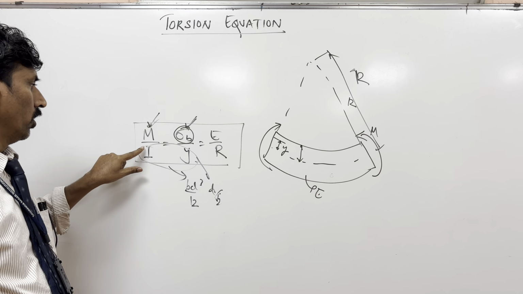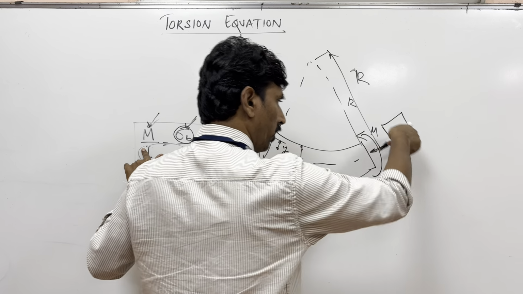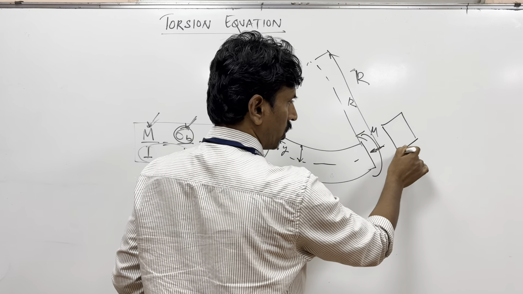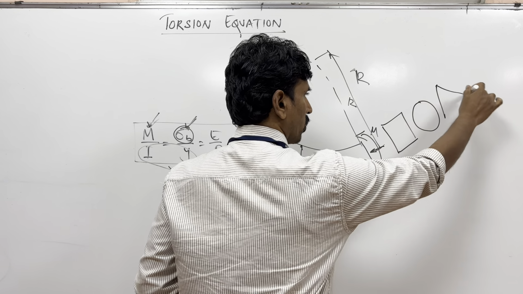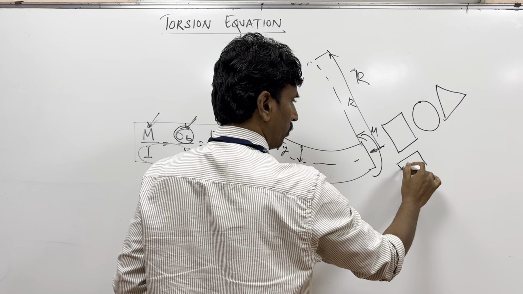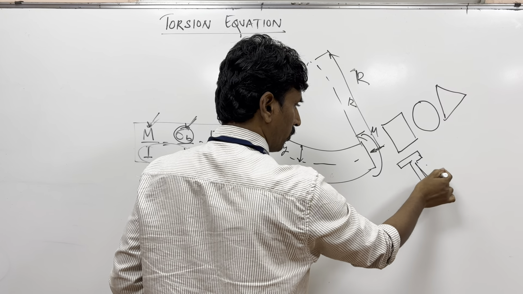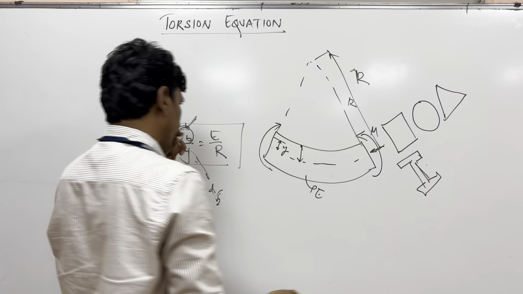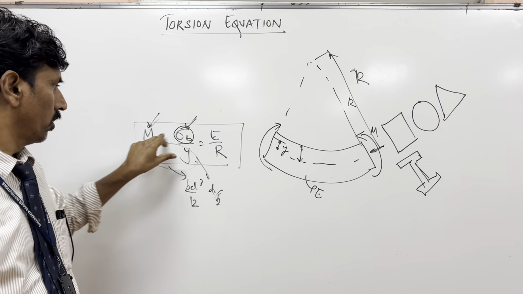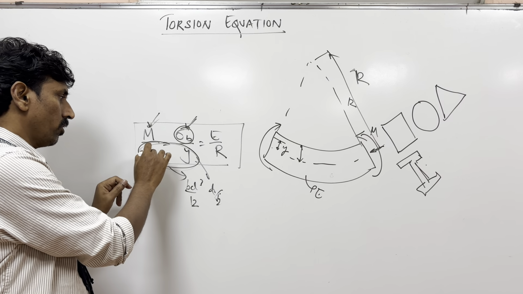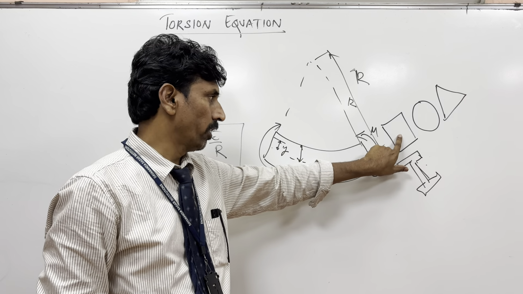Now if you look at this end from the other side, you can see the section. The section can be a rectangular section, a circular section, a triangular section, or an I section or whatever. Depending upon that, you can find out I, and using all these combinations you can find out the size or the dimensions of the beam which is required.